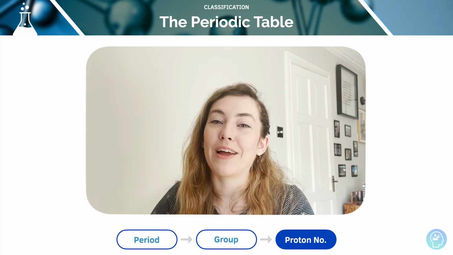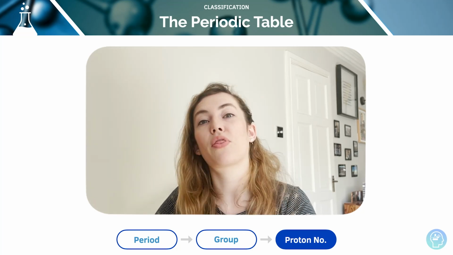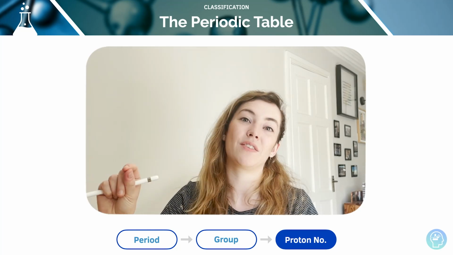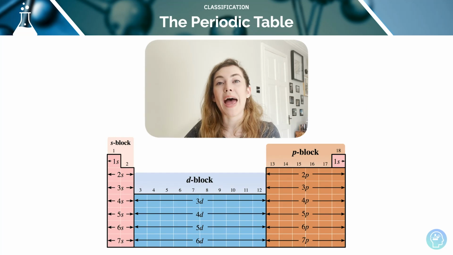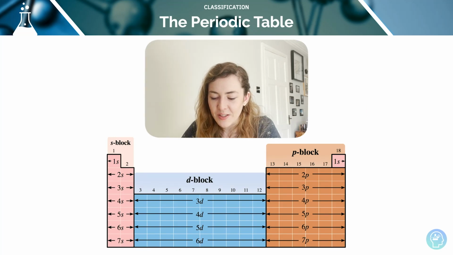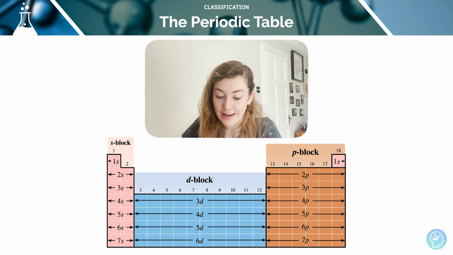Then we have the number of electrons as well. That's going to be equal to the number of protons, because if I've got 3 positive charges, I'm going to have 3 negative electrons to neutralize that in an atom. Remember, an element's chemical properties are defined by its electronic structure. So the position of an element within the periodic table tells us a lot about its electronic structure.